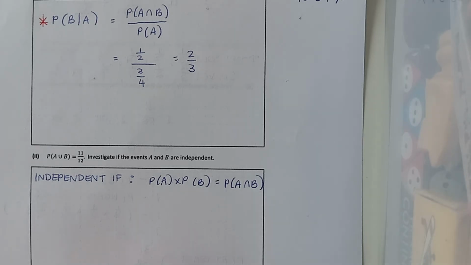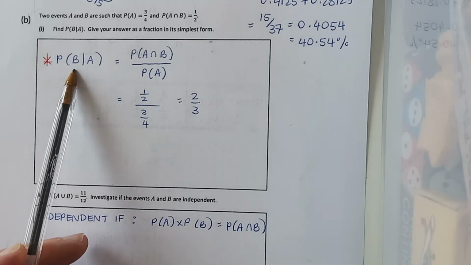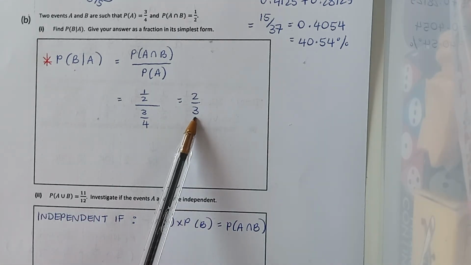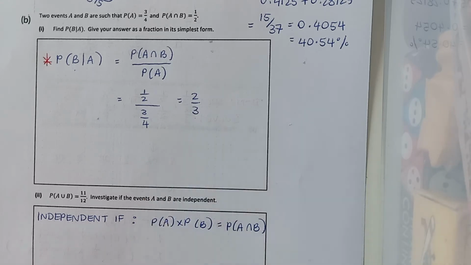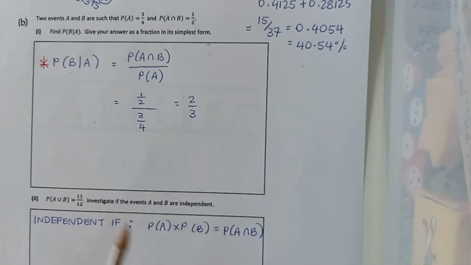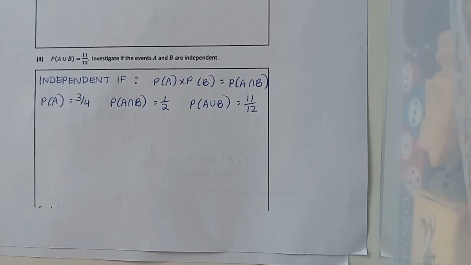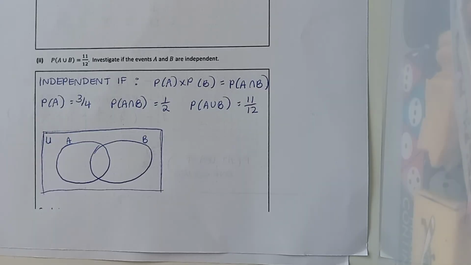It's easy to make the assumption, since we've found the probability of B given A, that B's probability will automatically be 2/3. We need to be careful with that because that isn't a guarantee. Instead, what we need to do is take the information we're given in all of part B and draw a Venn diagram to establish the value of B. So I've just written down all the information that I know at this stage, and I'm going to draw a quick Venn diagram.